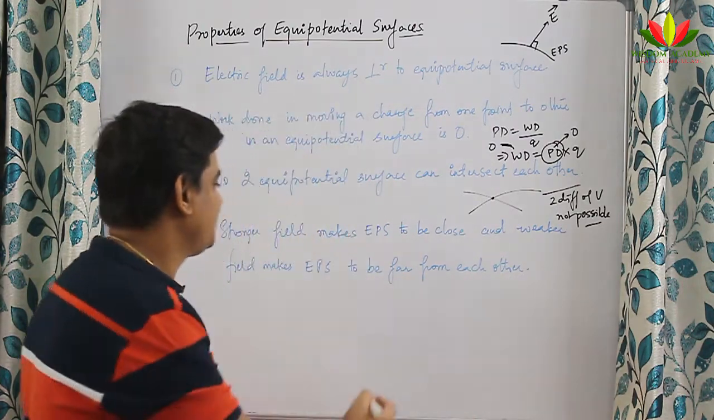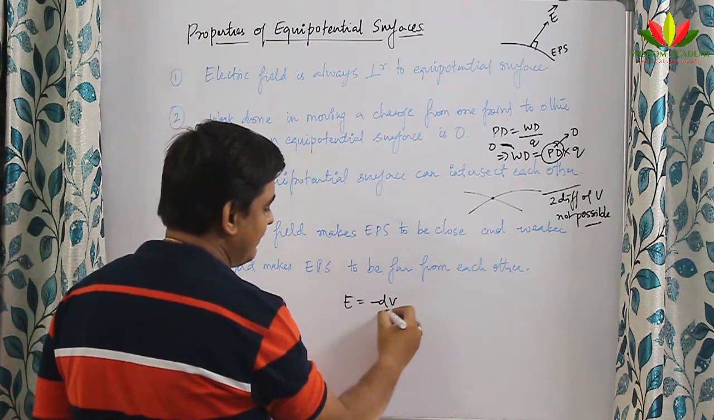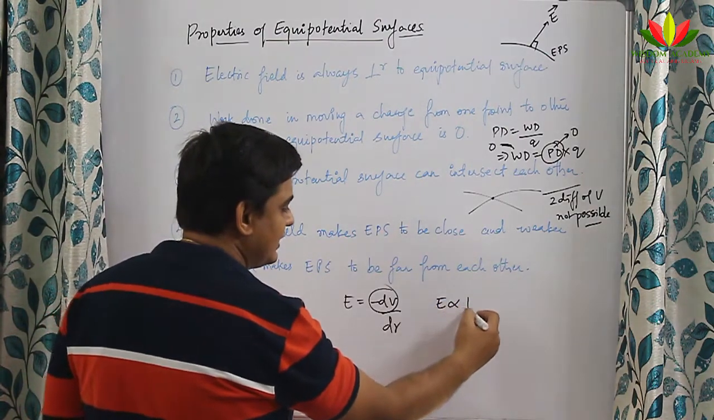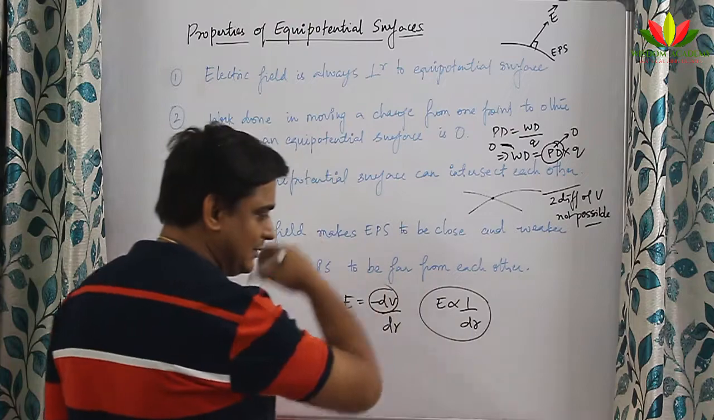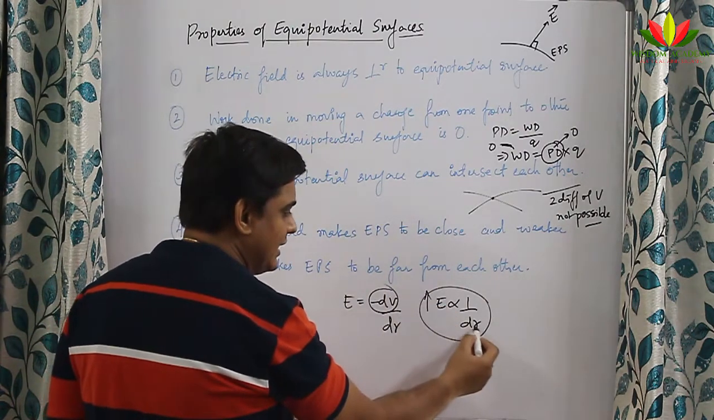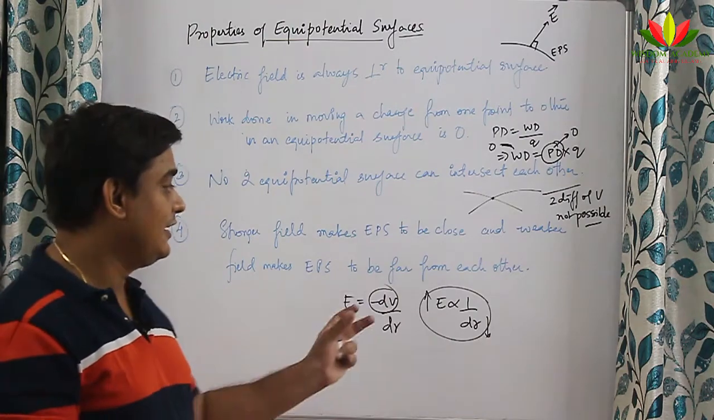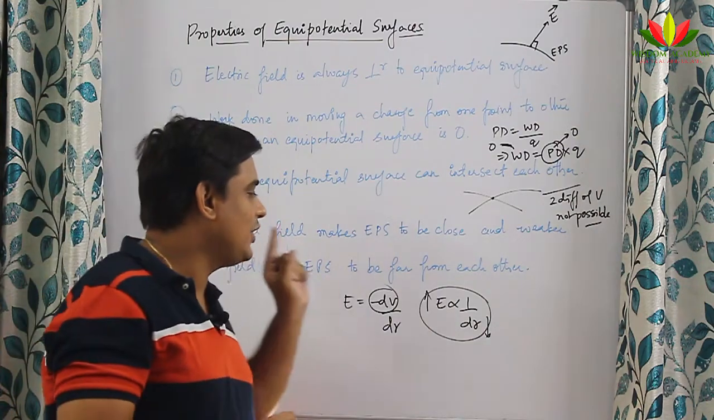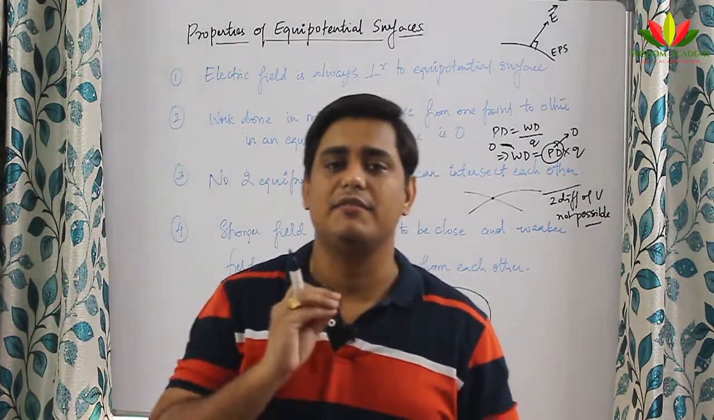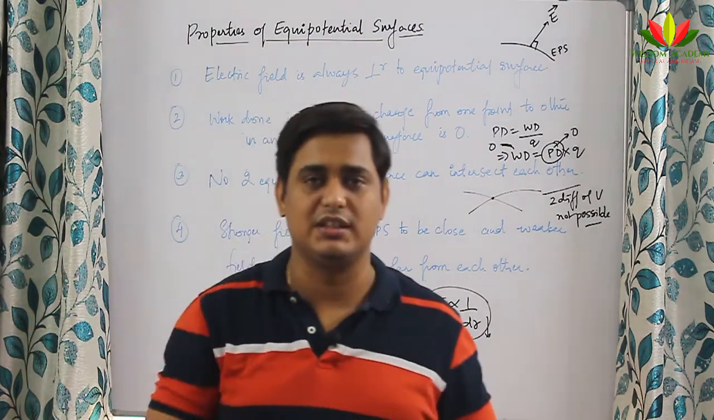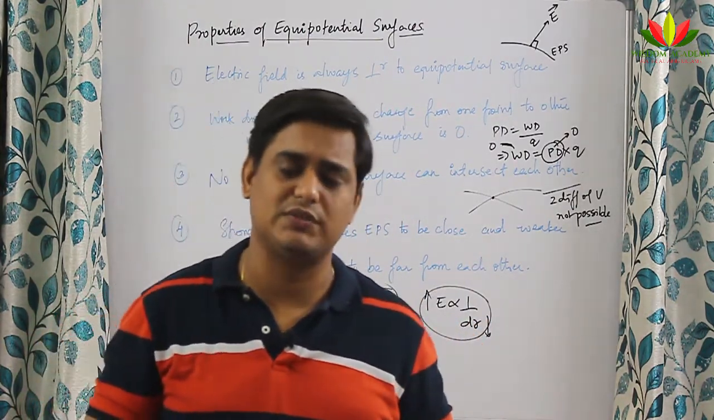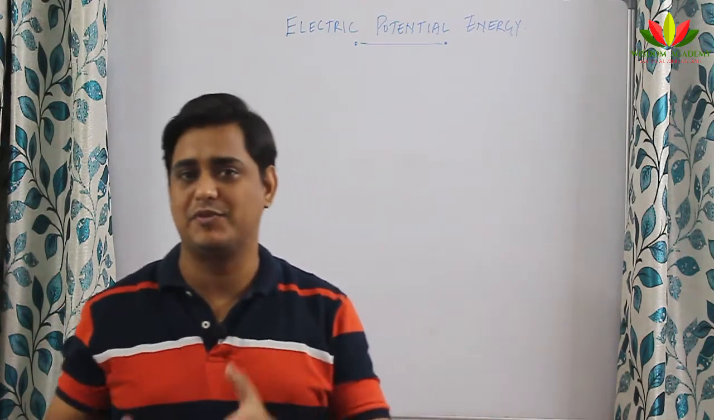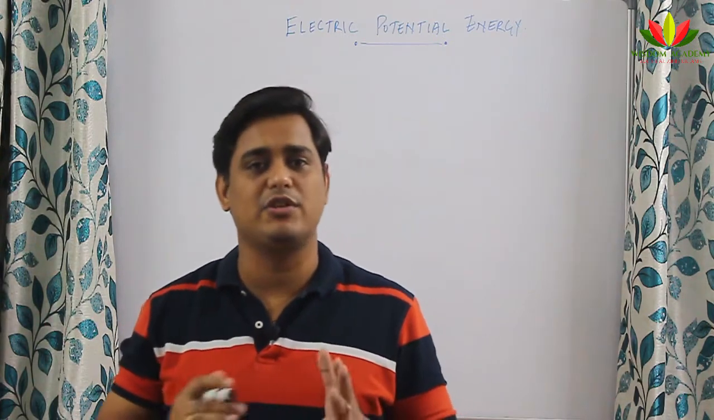But why? Because E is equal to minus dV by dr. If suppose dV becomes constant, I can say electric field is inversely proportional to dr. That means if electric field value is high, dr is low. So if electric field is high, the distance between two surfaces will be very, very low. That is the reason whenever you have a high or strong electric field, we have the surfaces very close to each other. These are the properties of equipotential surfaces, very, very important from the school point of view. So you have understood what an equipotential surface is and what its properties are.